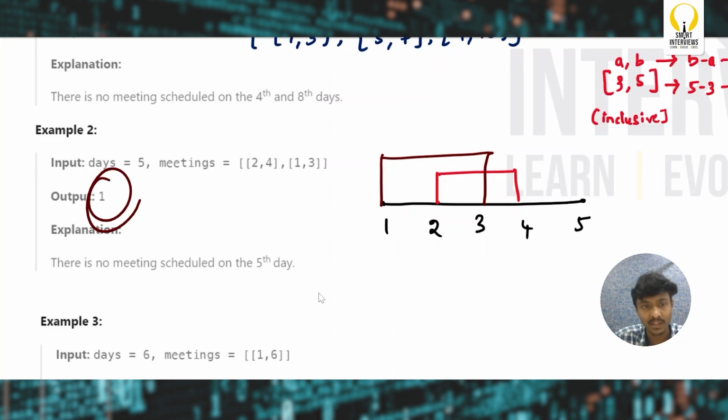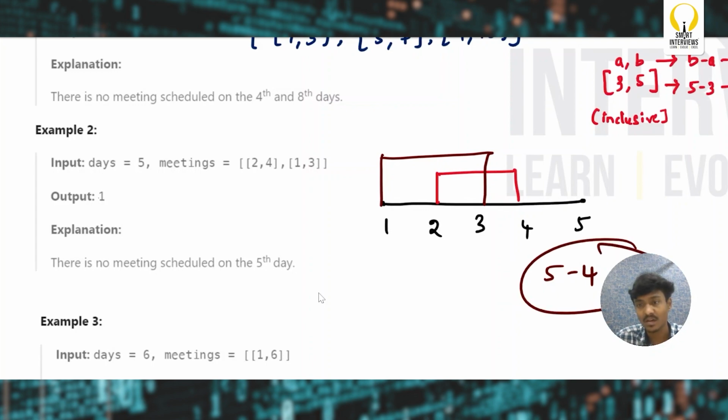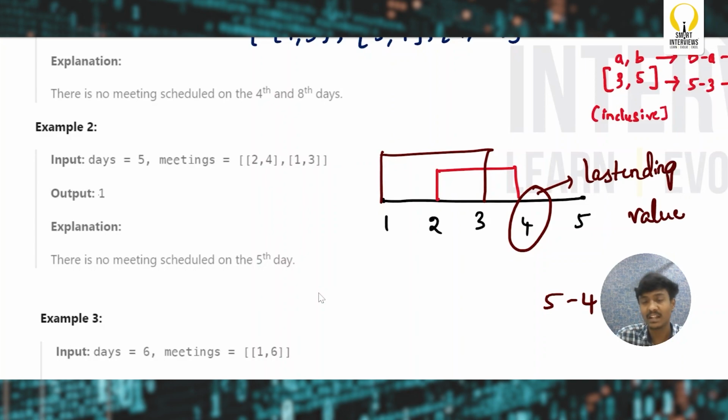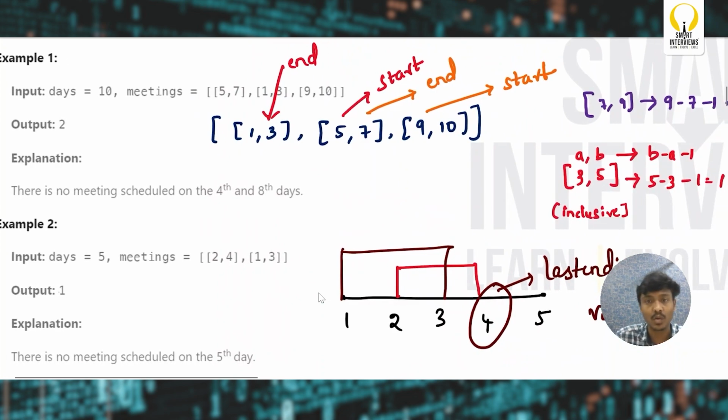But how did we get 1 here? That is 5 minus 4, right? 5 minus 4 gave us 1. Now with this, what did you understand? Even in case of overlapping intervals, we should keep track of the last ending value. And even if the intervals are not overlapping, you still need the ending value, right?